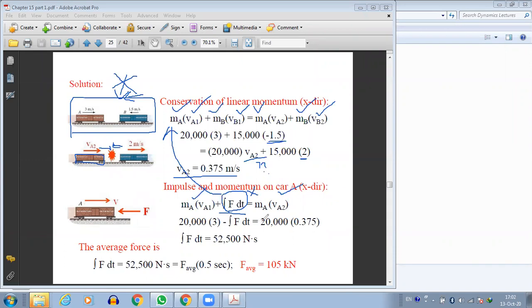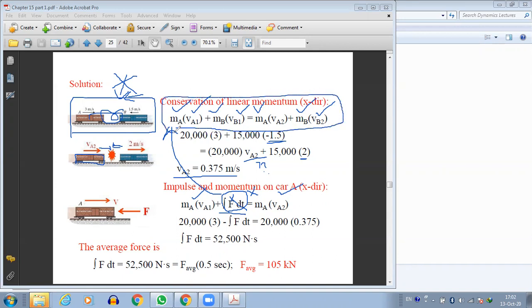Let me repeat it again. The first thing was that we needed to find the velocity of A after collision. So we took the boundary as the two rails together, so no impact was on the boundary. The impact is happening inside, but inside we don't care. We do not need to write FDT because it should be on the boundary. So what's happening inside is that the momentum is conserved.